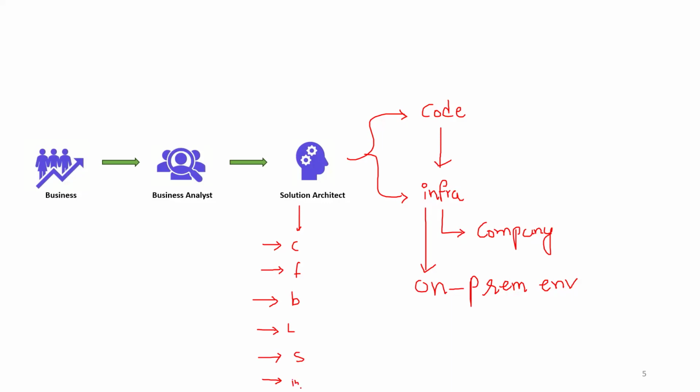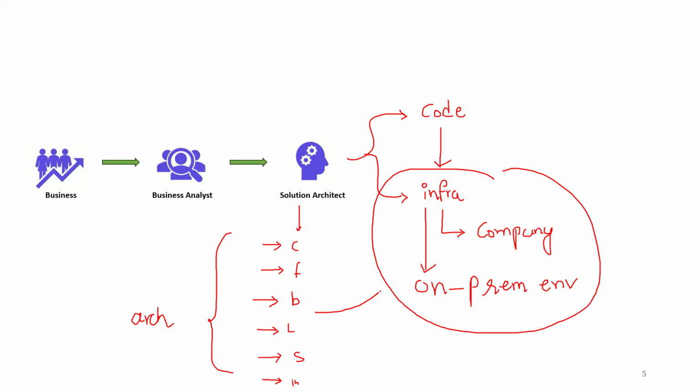So he will be mentioning all of these things in the solution architecture diagram. Now, if all these things he has mentioned are already available in the company's infrastructure, nothing but the on-premises environment, the code will be directly deployed on top of this environment.